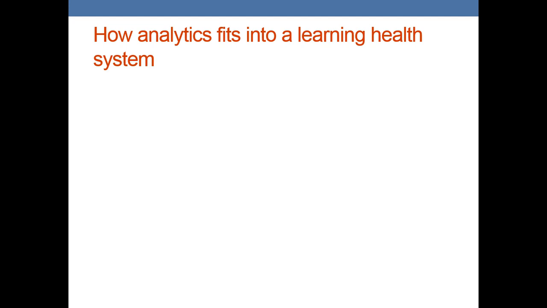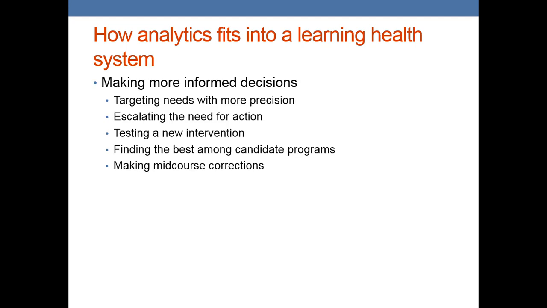So how does analytics fit into a learning health system? Well, I think that there's kind of two broad ways it supports a learning health system. The first one is just making better decisions. Analytics can help you target the needs with a lot more precision. And good analytics gets more and more precise. There's lots of different ways we can slice a problem, and the better plan we have and the better analytics we have, the more precise we're going to be able to get on what we need to solve. Sometimes analytics escalates the need for action. Sometimes people aren't aware that there is even a problem, and it's not till you actually count something that you know that there's a problem.